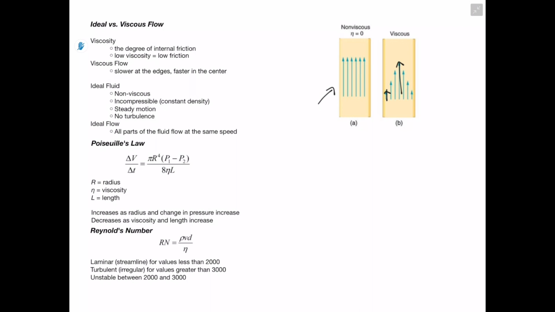And then lastly, we'll be talking about Reynolds number, which we're going to denote as Rn. And basically, we have this equation here. We have density times our velocity times our diameter over our viscosity. And it's just important to realize that when we have values less than 2,000, this is going to be our streamlined or laminar flow. And then when we have values greater than 3,000, this is going to be our turbulent or irregular flow. And anytime we have a value between 2,000 and 3,000, we're going to call this unstable.